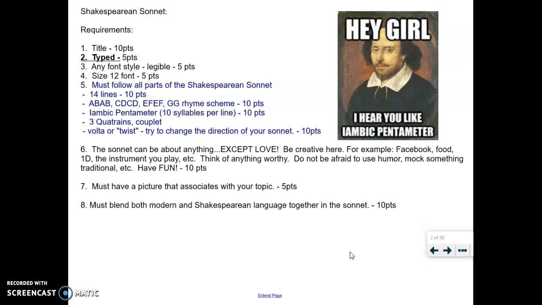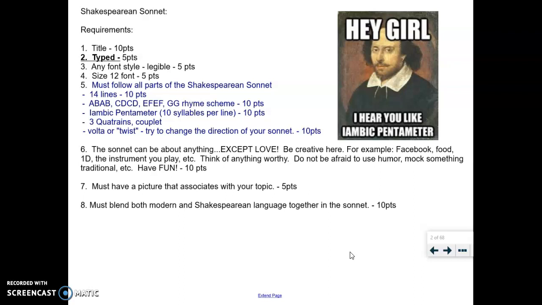Next, it must have 3 quatrains and a couplet. And then last but not least, and this is where your writing and creativity will come into play, it must have a volta or a twist. Use some of those key words. Try to change the direction of your sonnet.